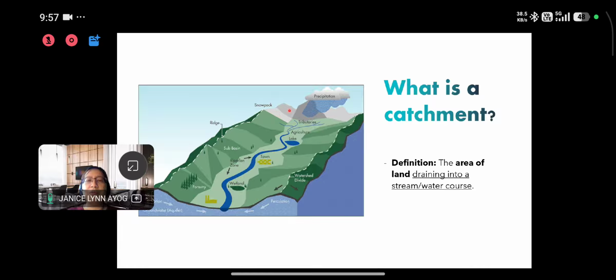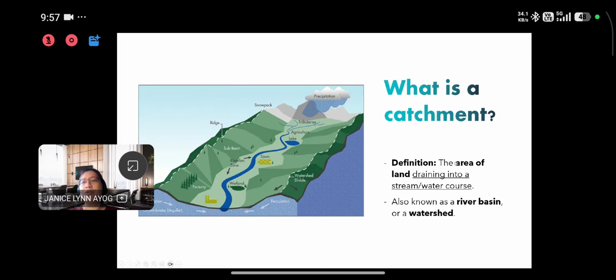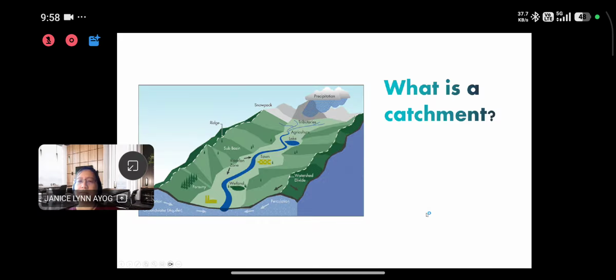Whatever water from rain or otherwise goes into the river, that's what we call the catchment. It's also known as a river basin. It's the same thing. If an engineer says river basin, it has the same meaning as catchment, or it is also sometimes mentioned as watershed. So catchment, river basin, and watershed are the same.